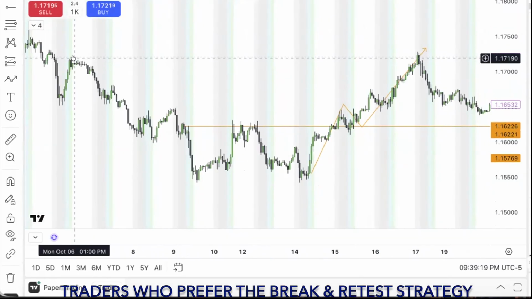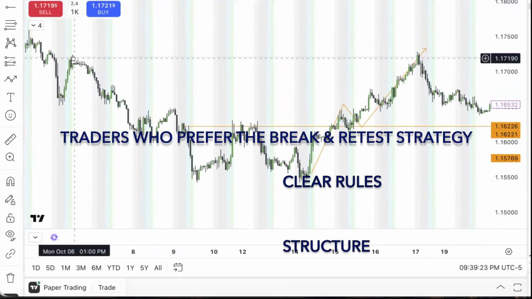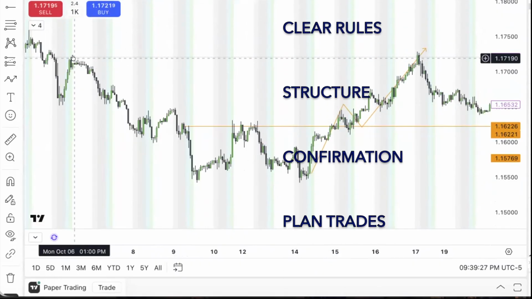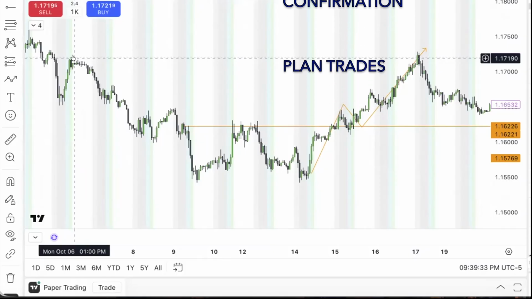So this break and retest strategy often fits traders. It's really good for traders who like clear rules and structure. We really prefer to wait for confirmation, and I say we because that is the strategy that I use most often, and we enjoy planning trades ahead of time. So you can decide if you're a trader for whom the break and retest strategy works.